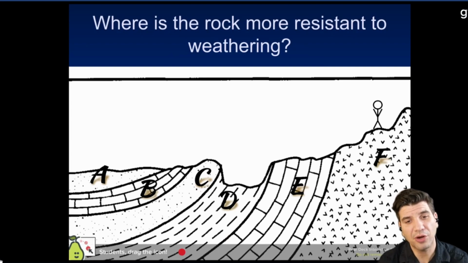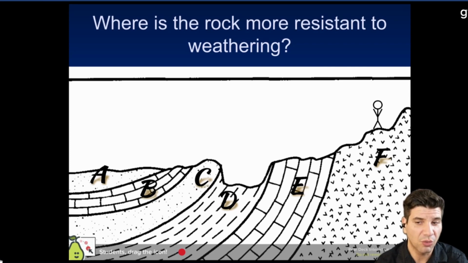All right, guys, grab a marker. I want you to mark the specimen A, B, C, D, E, or F where the rock is the most resistant to weathering. Which layer did not break away? Was it A and C? Those guys are sandstone. B, E, those guys are limestone. D is shale. F is igneous. Some kind of igneous, probably granite.